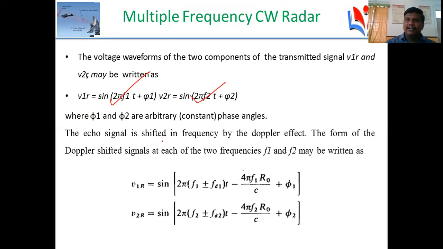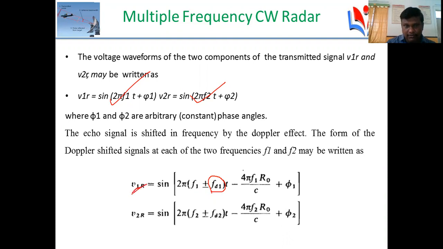the echo signal is shifted in frequency by the Doppler frequency. The form of the Doppler shifted signal at each of the two frequencies F1, F2 is written like this. Due to the first one, we are going to have a phase shift. Along with the phase shift, definitely there must be some Doppler effect because we are detecting a moving target. So a moving target is existing, and definitely there will be a Doppler shift. The frequency shift for the first signal is taken as FD1.